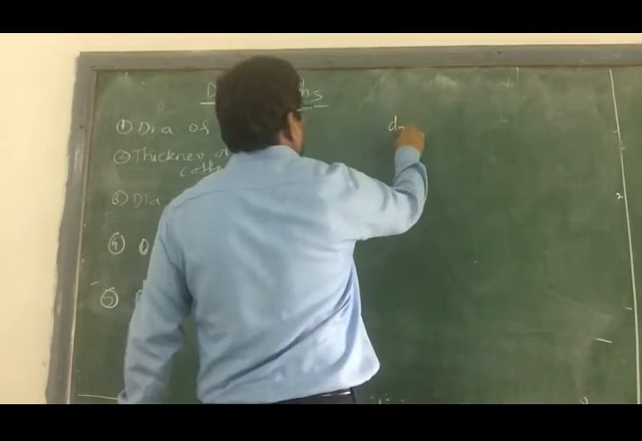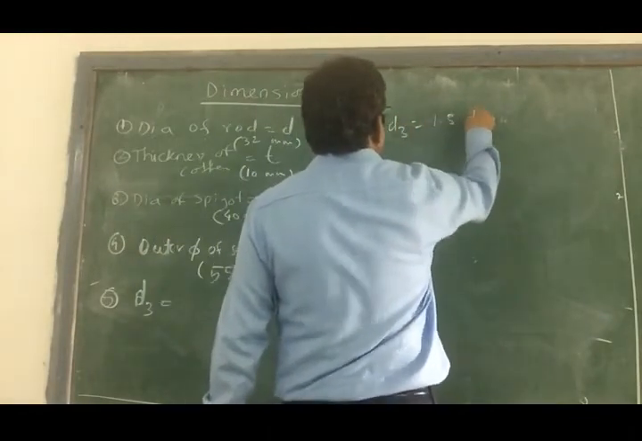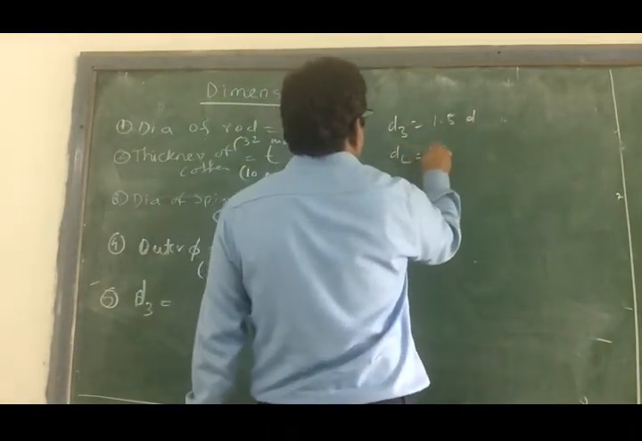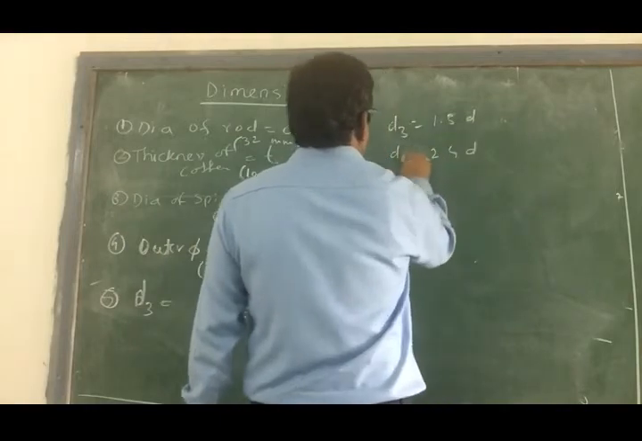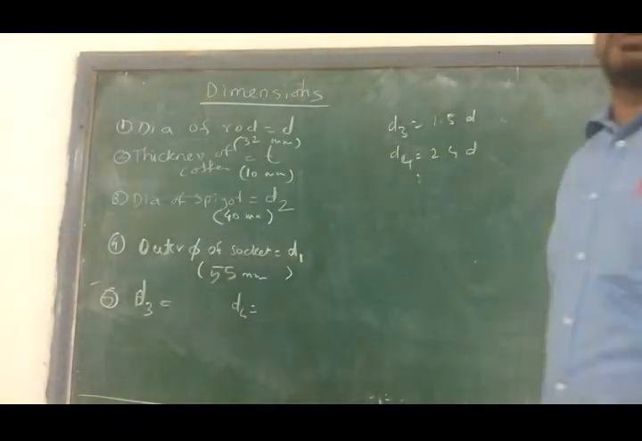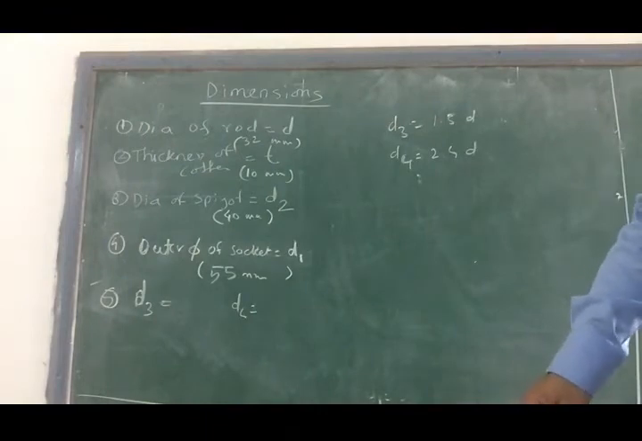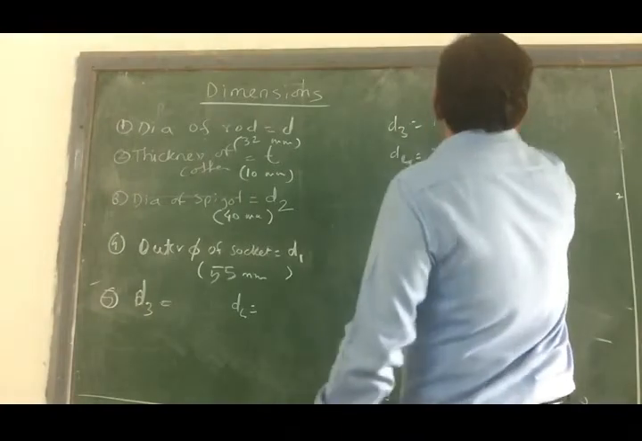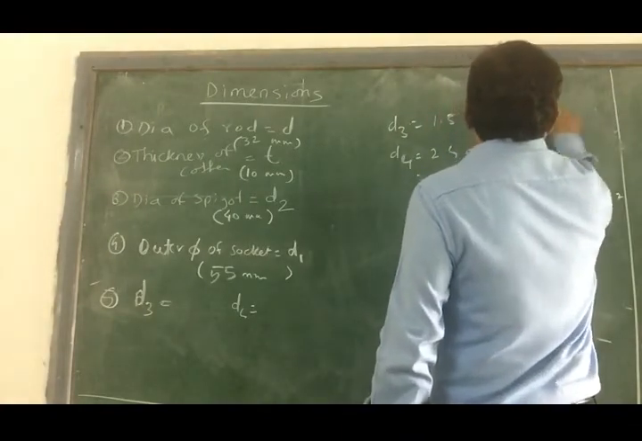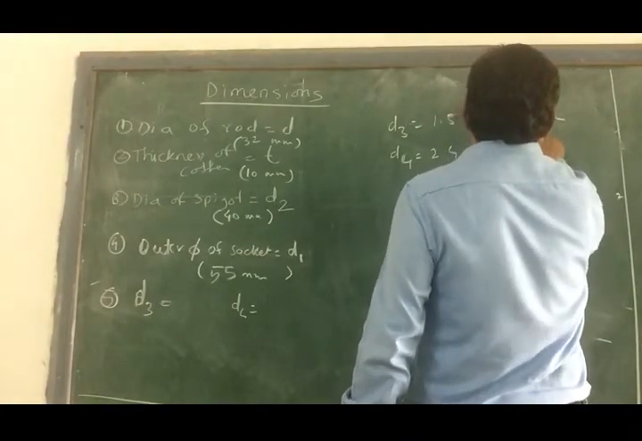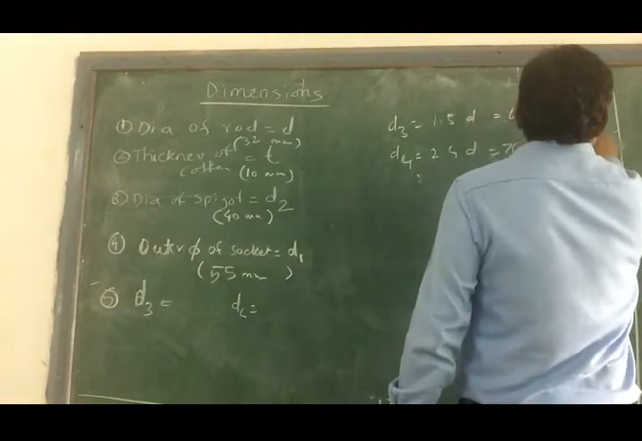d3 is 1.5D and d4 is 2.4D. Using the d value, we have calculated d as 32 in the previous stage. So with that we will get 48 and 76.4. This will be 48 mm and this will be 76.4 mm. We will take 80 mm.